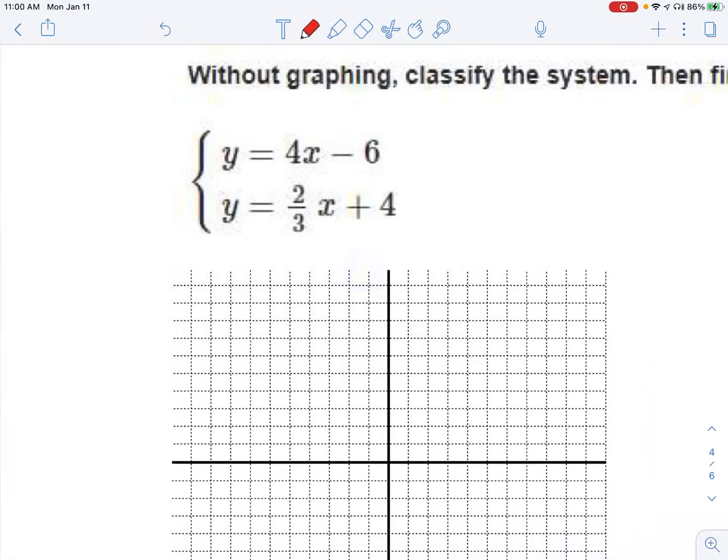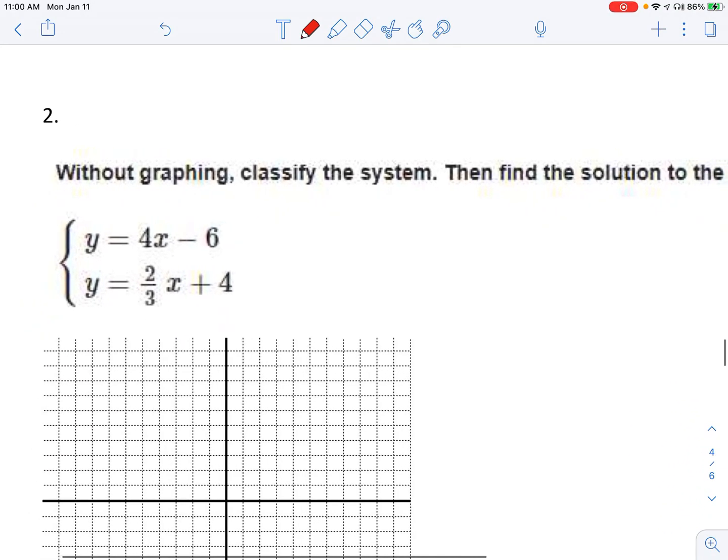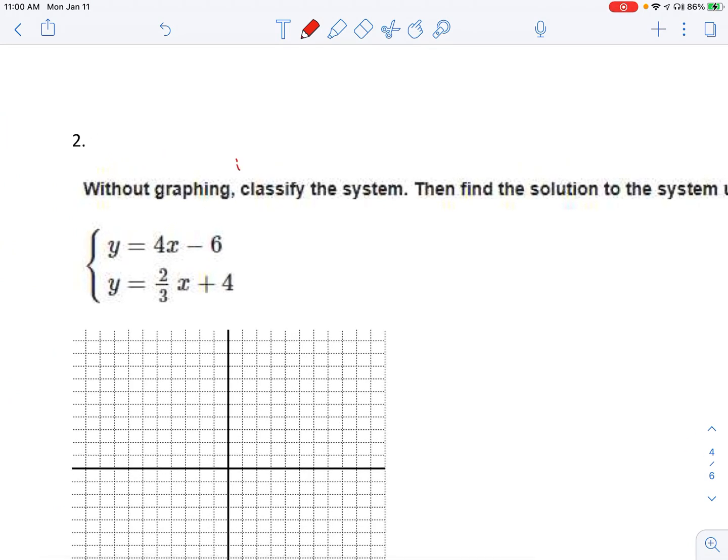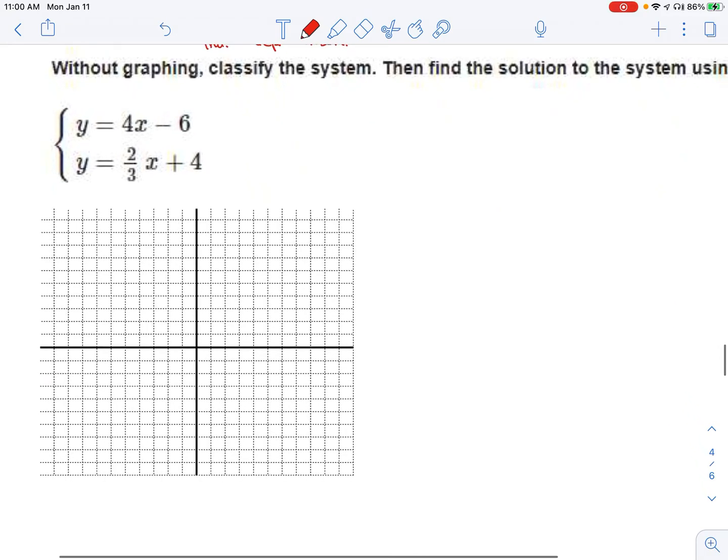Now, let's go ahead and do number 2. It says without graphing, classify it. Now, when they say classify it, you're going to use one of these words. You're going to use independent, you're going to use dependent, or you're going to use inconsistent. Okay, this is from chapter 3, section 2, if you need to look that up.